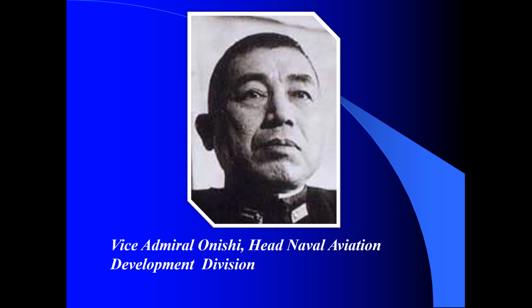Vice Admiral Onishi was head of the Naval Aviation Development Division in the Ministry of Munitions. He played a key role with Commander Genda in developing the Pearl Harbor attack. Later, he opposed the attack on grounds that it would lead to war with America, which had greater resources. He was responsible for ordering kamikaze suicide attacks. He committed suicide after Japan surrendered and apologized to the 4,000 pilots whom he sent to their deaths.